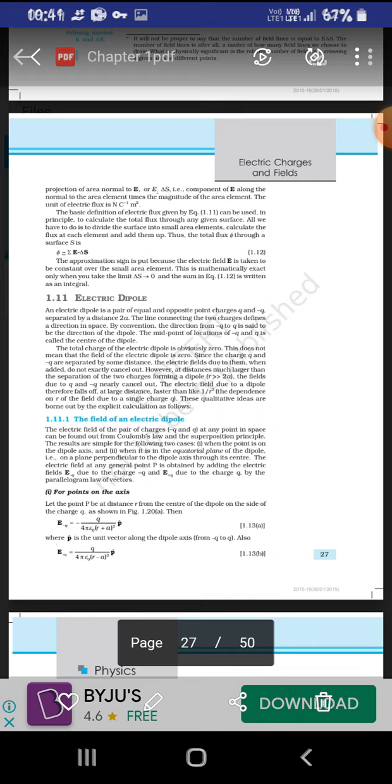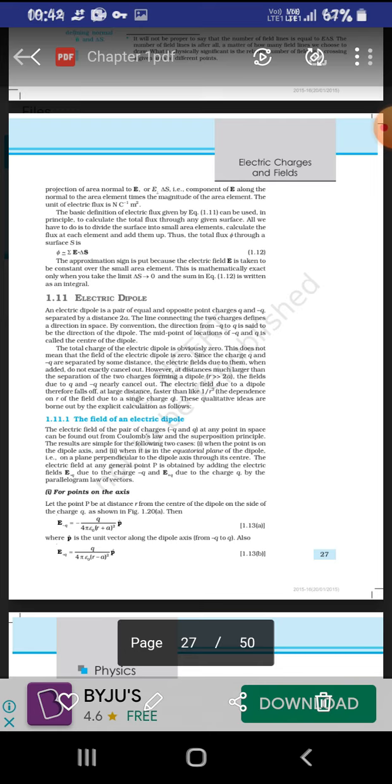Now, the electric dipole. The total charge of an electric dipole is obviously 0. What does an electric dipole mean? It is a pair of charges, minus q and q, with the midpoint between them. The total charge of the dipole is 0, but this does not mean the field of the electric dipole is 0. The field is not 0, only the total charge is 0.